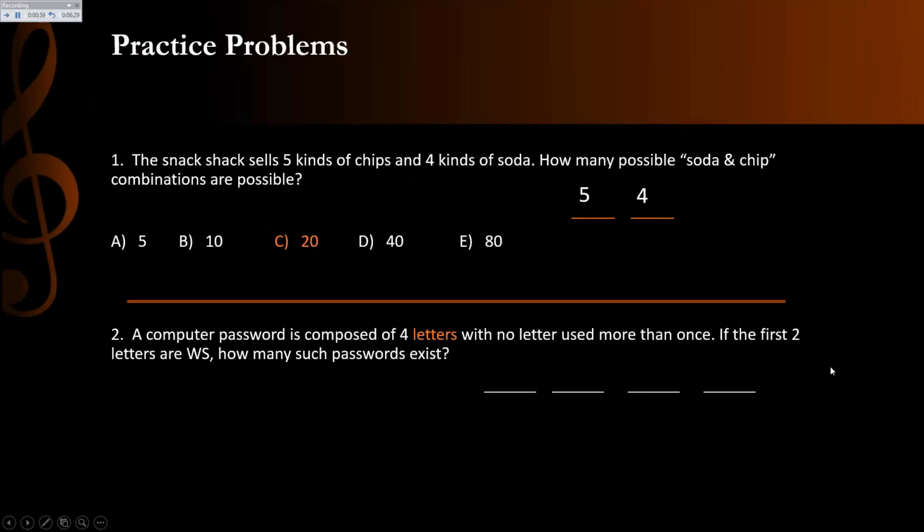So the first thing that we want to do is put our 4 blanks, because we know our password has 4 different letters. And the second thing is, they said that the first 2 letters are WS, so we want to fill that in. That's already taken care of. We can't do anything with it. But now, what are we going to do with this third blank? You know that there's 26 letters. We just took 1 away for the W and 1 away for the S, so that means we would have 24 possibilities left for this blank, and of course 23 possibilities left for that blank. And so when you multiply 24 times 23, you're going to get 552, which is choice D.